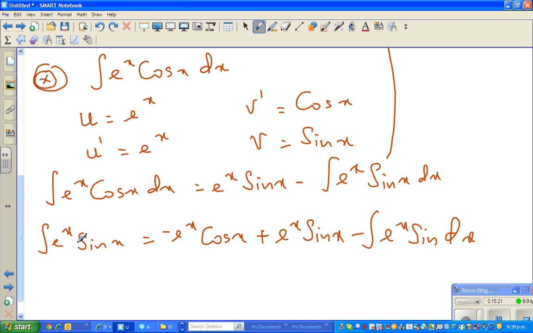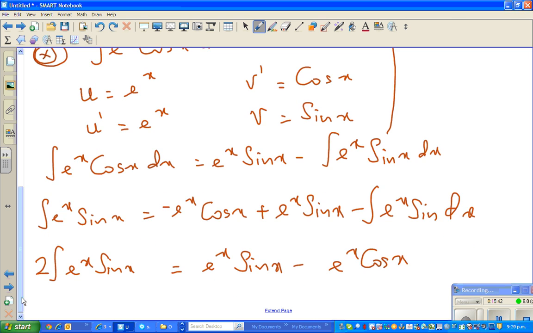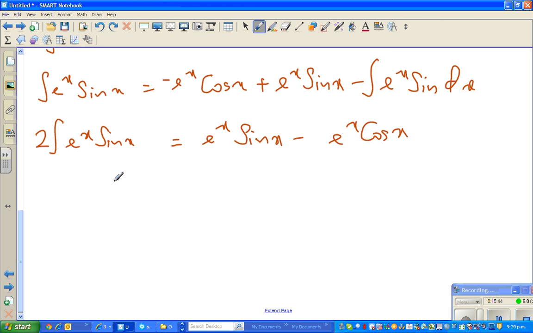So can you see what is happening? You've got e to the power x sin x, integration of e to the power x sin x. So I'll bring this to this side. So I can say 2 integration of e to the power x sin x is equal to e to the power x sin x minus e to the power x cos x. So we're almost there. So this is dividing all by 2. So I can say integration, I forgot the dx here.